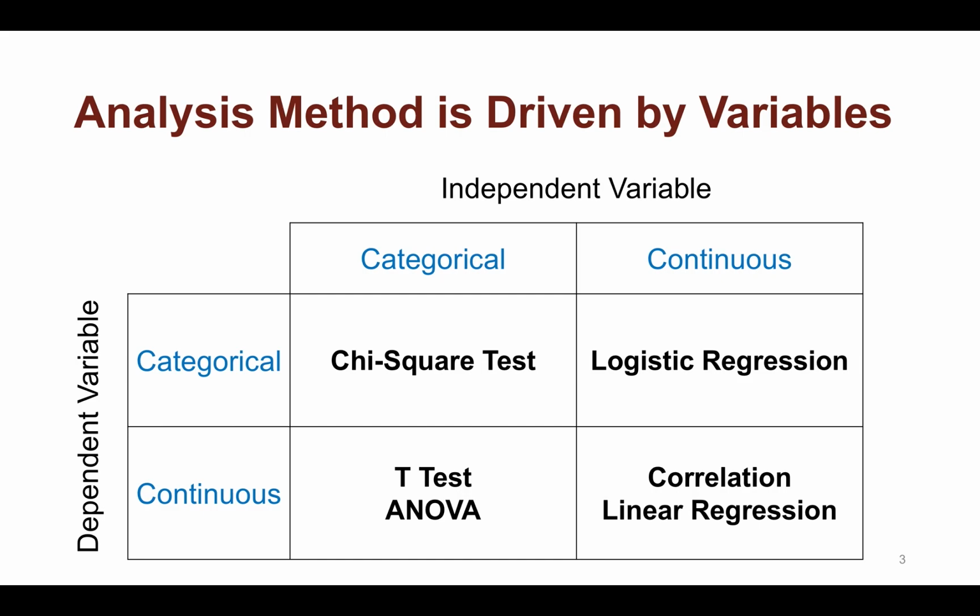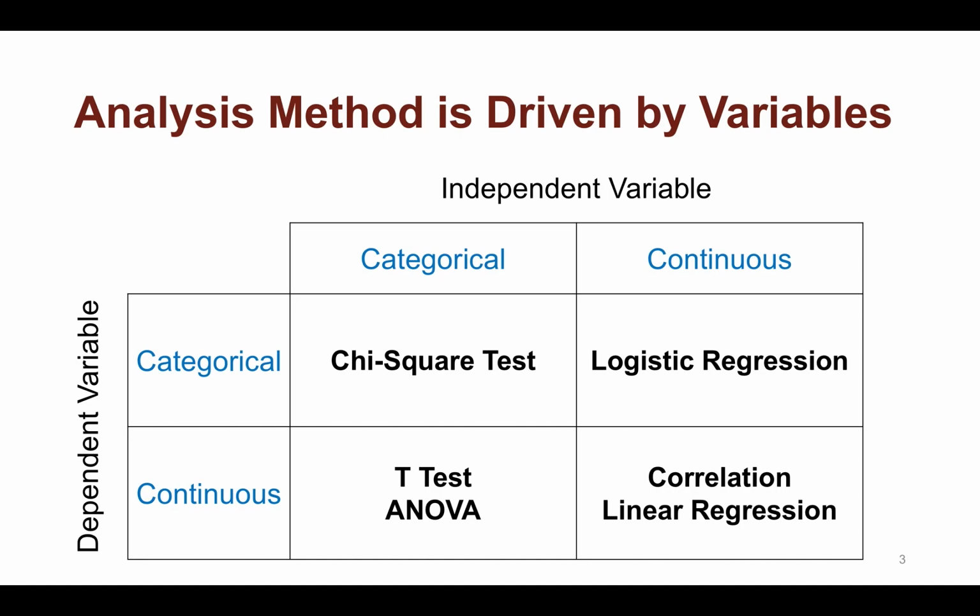If you have both a continuous IV and a continuous DV, and you want to know what the relationship between those variables is, you could use correlation analysis. That's definitely something that we'll be covering. I'll touch on that a little bit in this video as well. A little bit more advanced than correlation is linear regression, but definitely a related method.